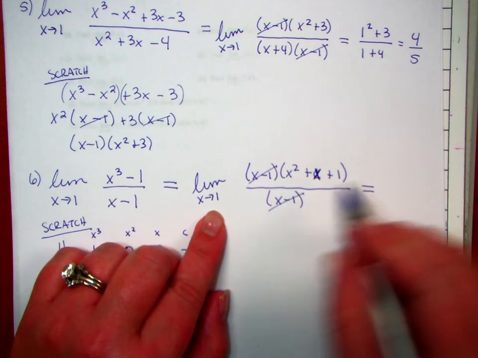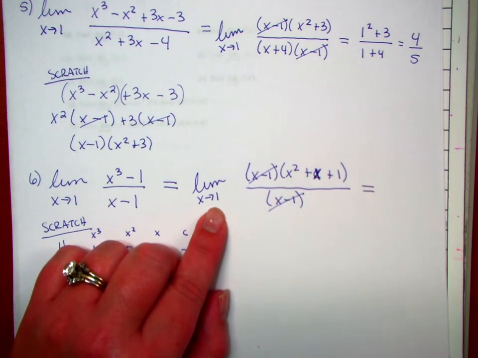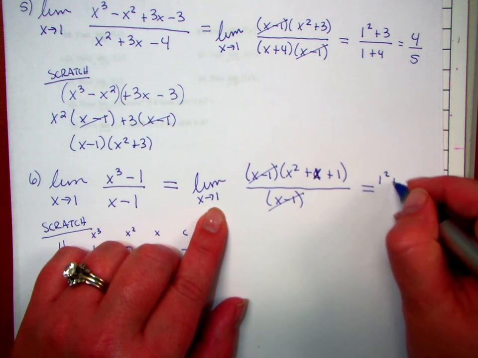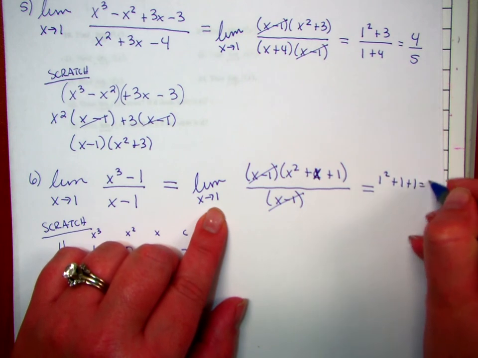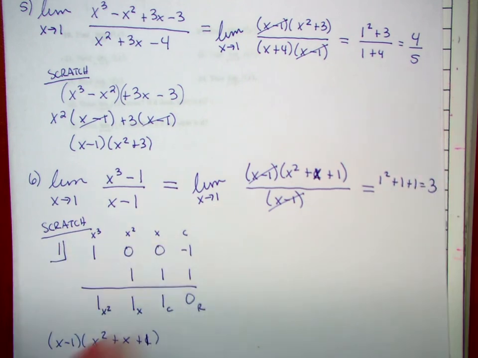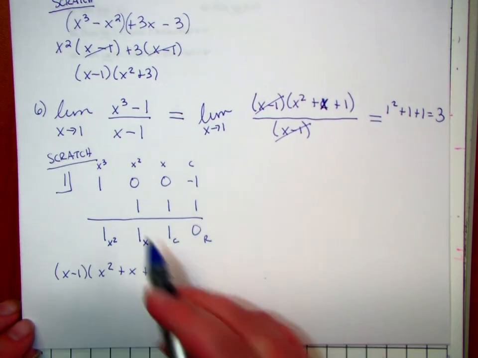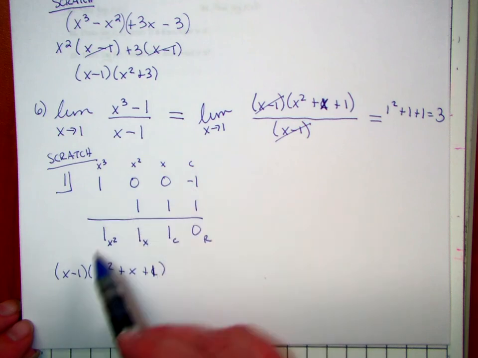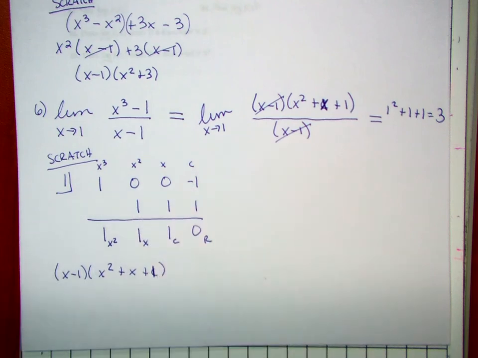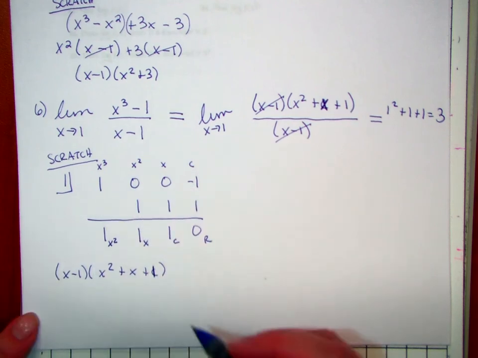Can I evaluate the limit by plugging 1 in? Absolutely. So I'm going to get 1 squared plus 1 plus 1, which is 3. Okay, so if we evaluate this limit, we will get an answer of 3. But pretty slick, right? Using that synthetic division to factor a cubic. Okay, it's a really nice trick.